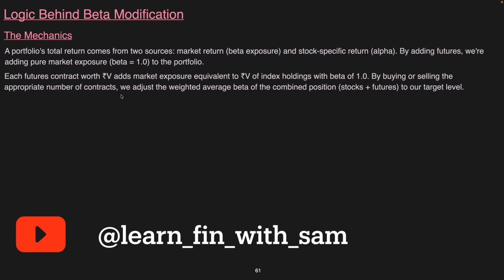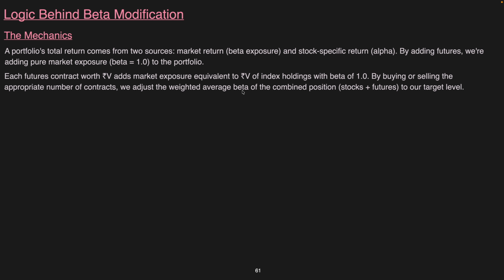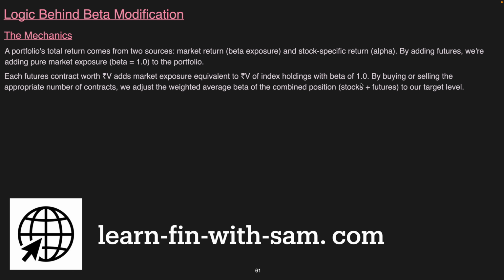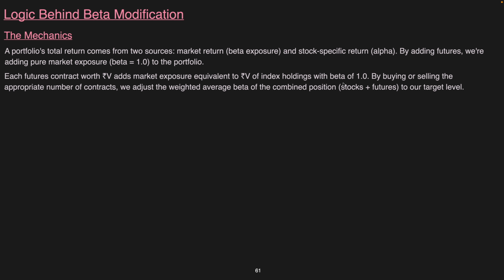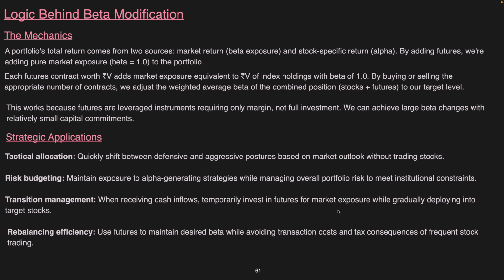So by buying or selling the appropriate number of contracts, what are we doing? We are adjusting the weighted average beta of the combined position, that is the position of the stocks plus the position of the futures. The weighted average beta of the stocks plus the weighted average beta of the futures will give you our target level. You can use futures for rebalancing efficiency to maintain a desired beta, which we have already discussed.